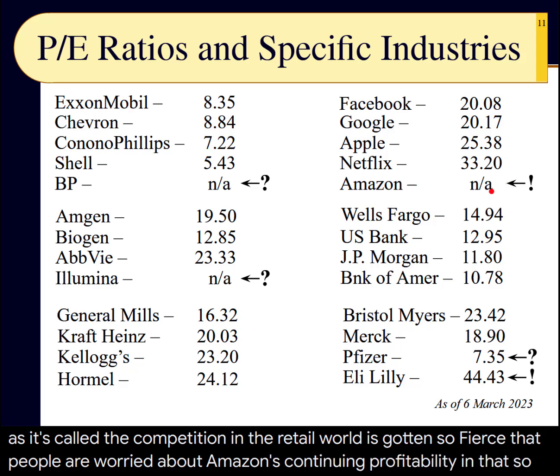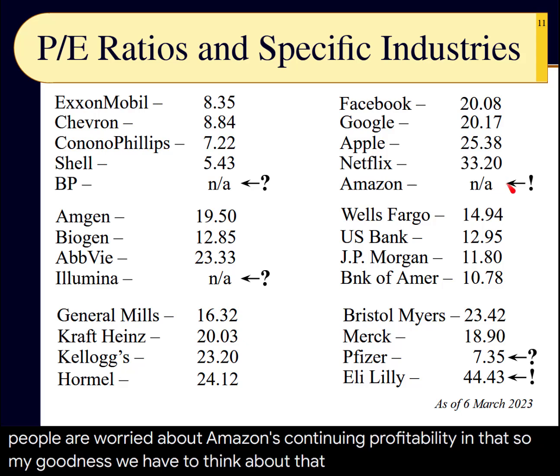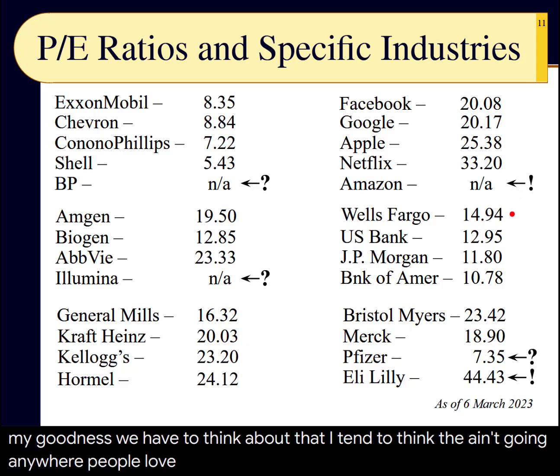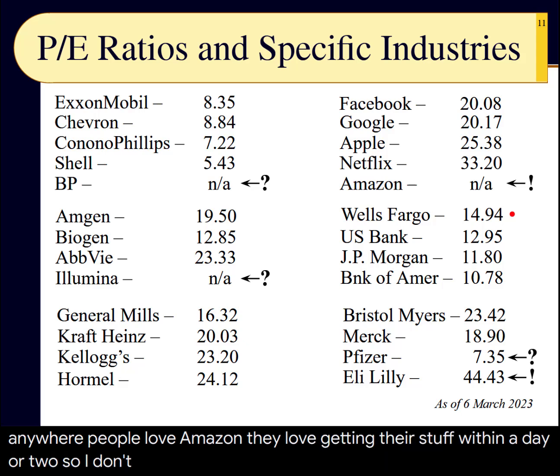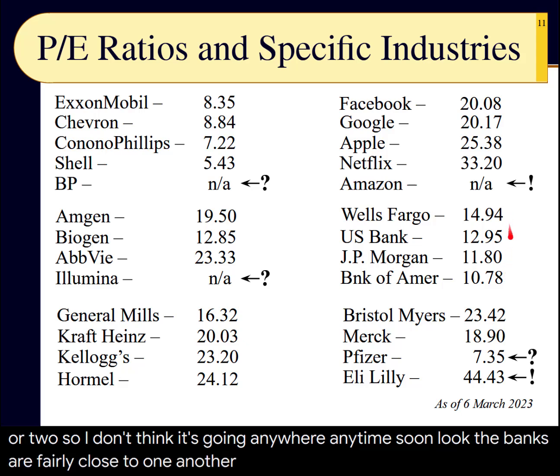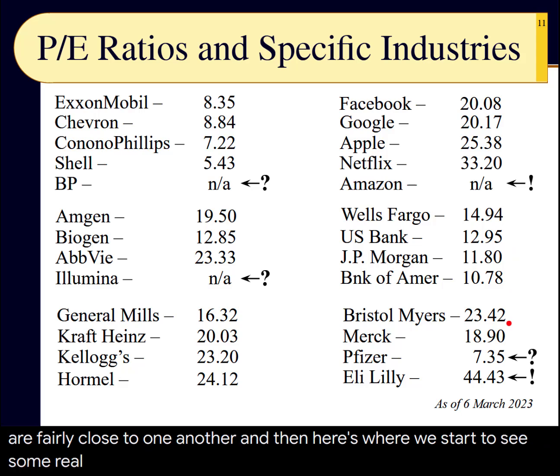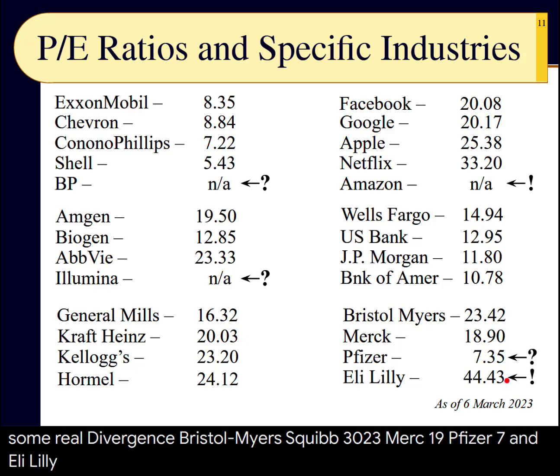So, my goodness, we have to think about that. I tend to think they ain't going anywhere. People love Amazon. They love getting their stuff within a day or two. So I don't think it's going anywhere anytime soon. And look at the banks; they're fairly close to one another, right? And then here's where we start to see some real divergence. Bristol Myers Squibb 23, Merck 19, Pfizer 7, and Eli Lilly 44.